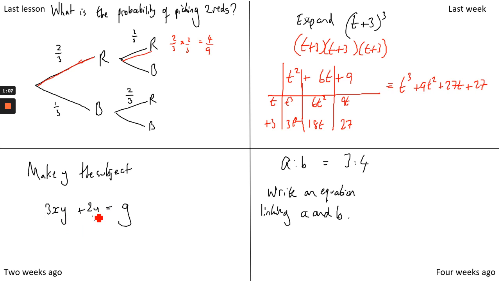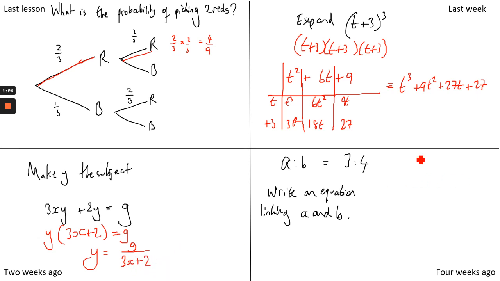Now, I said yesterday we can factorise out the y's, so we've got y(3x + 2) = g. So then I can just divide both sides by the bracket, so I've got y = g/(3x + 2).